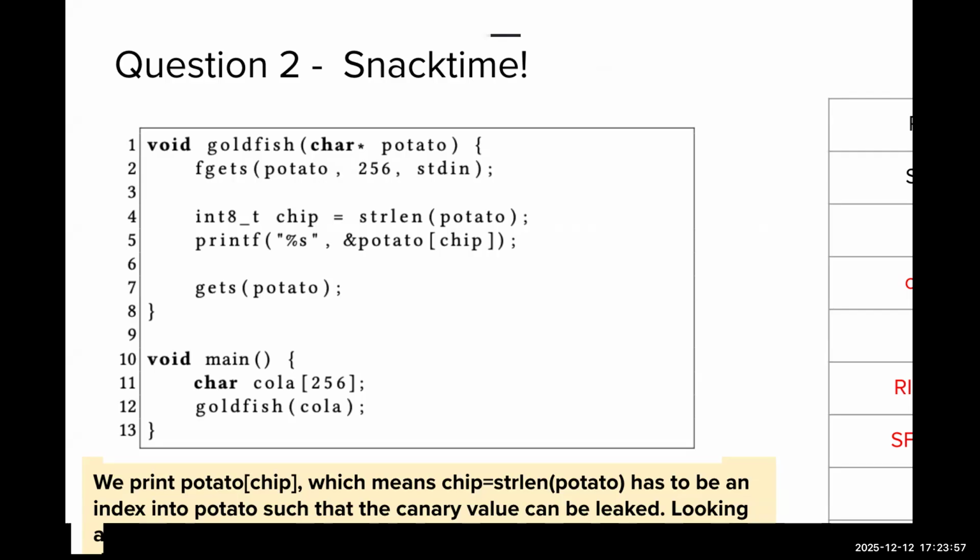The second problem is chip is getting set to the length of potato, and the size of potato is 256 bytes. So it would be really hard to make that function return exactly 256.